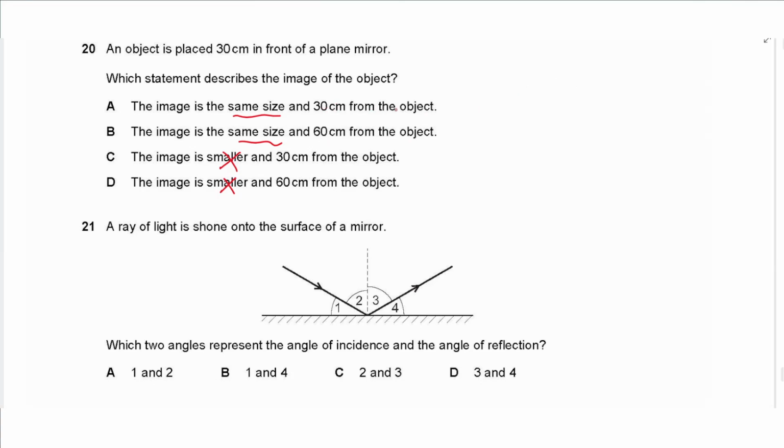It is 30 centimeters from the mirror, not from the object. So we have the mirror in the middle, and the object is 30 centimeters away. And the image is 30 centimeters away from the mirror, so the total distance between the image and the object is actually 60, so the answer is B.